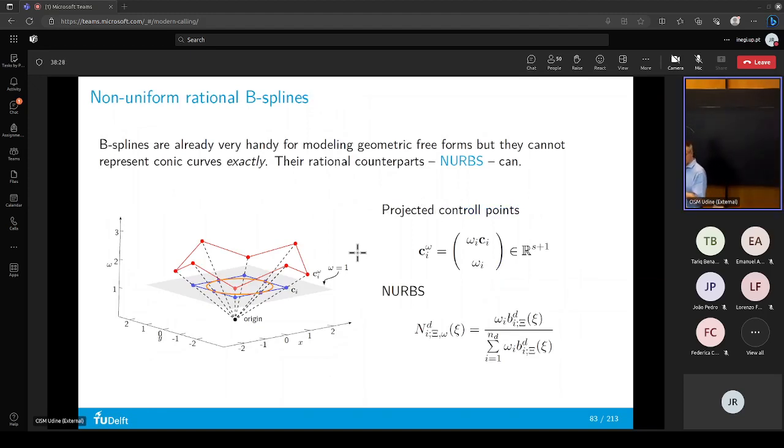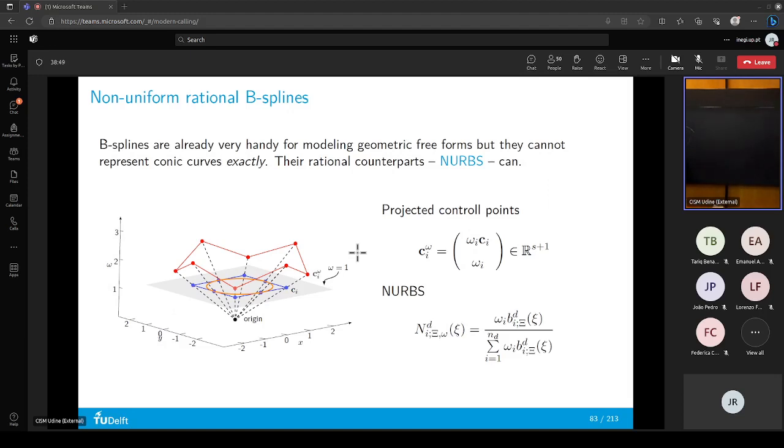Okay, then there's something, and I just mention it and then forget it for all times: NURBS. I guess for engineers, NURBS are more exciting than for mathematicians because, what can NURBS do that B-splines can't? NURBS can represent conic shapes. A perfect circle, a B-spline cannot represent, a NURB can.